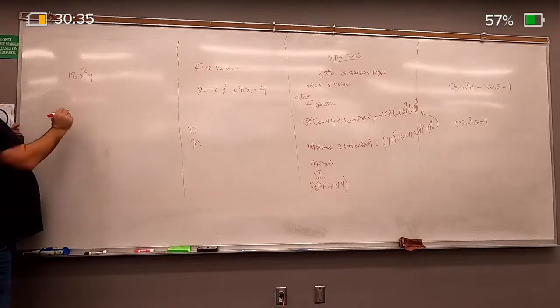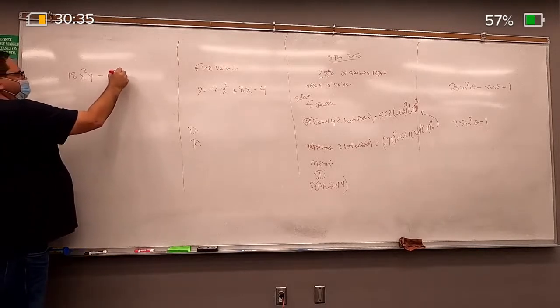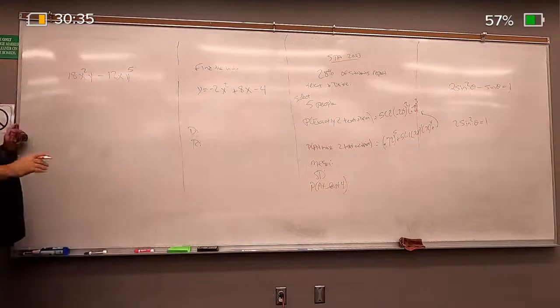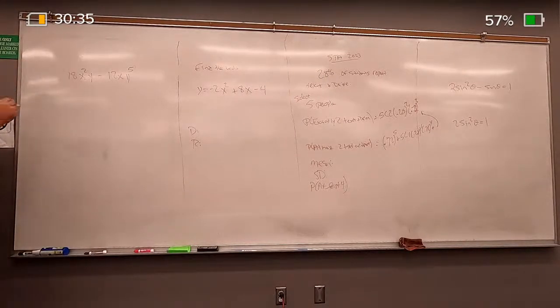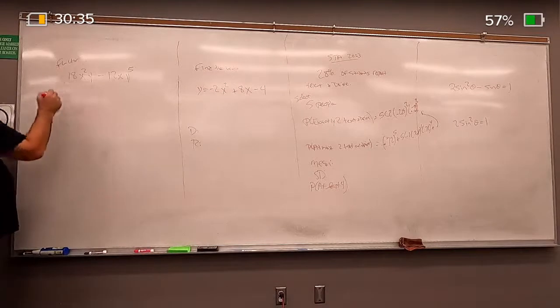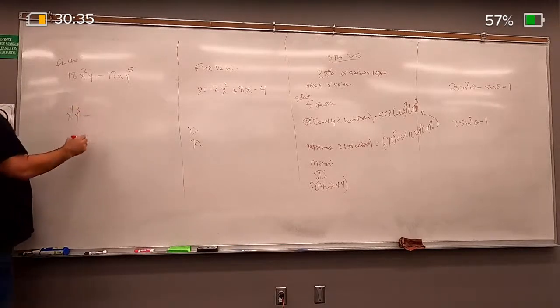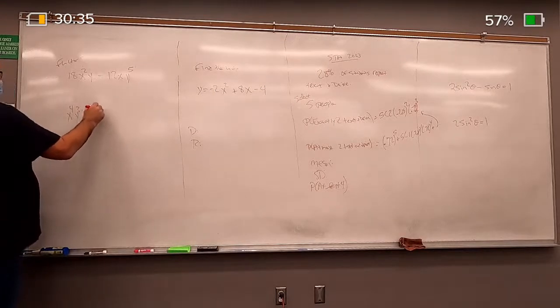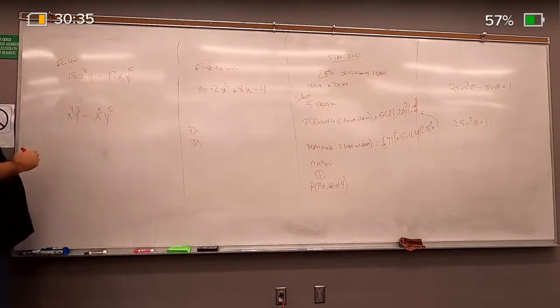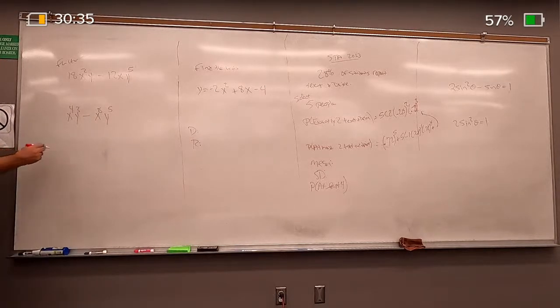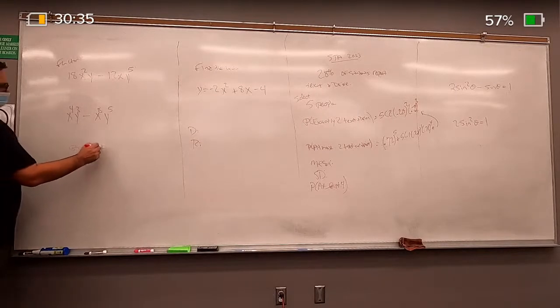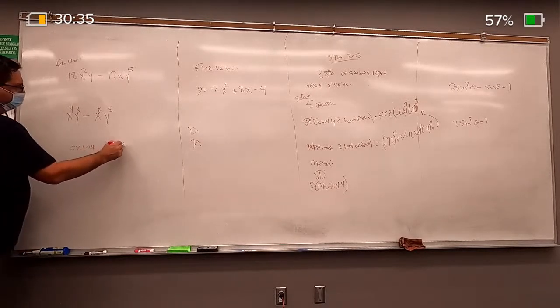18x squared y minus 12x y to the 5th. We're going to factor. Okay, we're going to factor. Let's go x to the 4th, y to the 3rd, minus x to the 8th, y to the 5th. And let's go ax plus ay plus bx plus by.